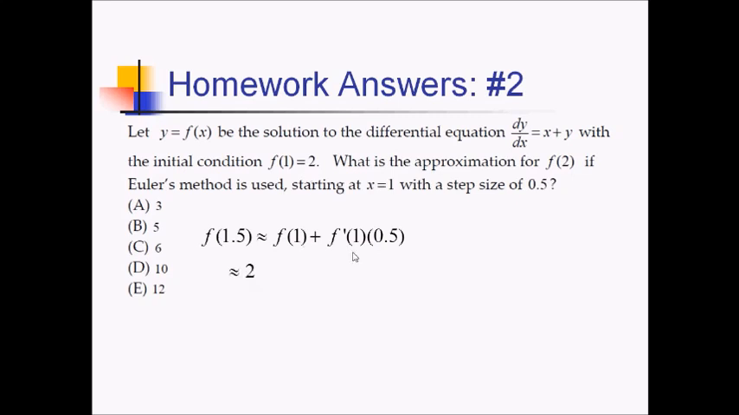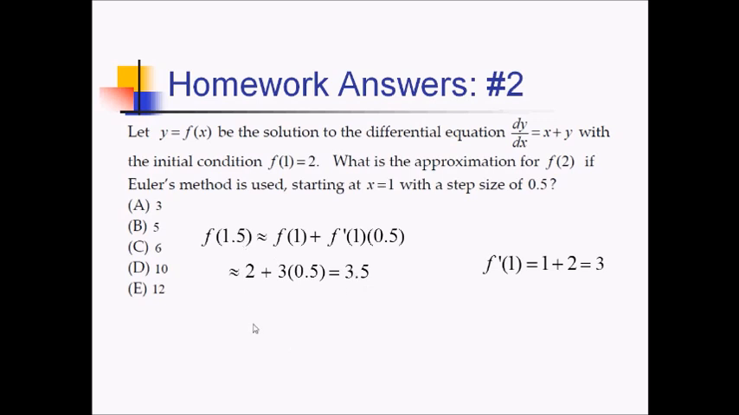And for f prime of 1, we're going to need to plug 1 into our derivative up here. But if we have an x value of 1, we also have a y value of 2. So we're actually doing 1 plus 2 if we're doing x plus y. And that comes out to our derivative at 1, that is 3. So this is going to be plus 3 times 0.5. 2 plus 1.5 comes out to 3.5. So this is the value of f of 1.5, or at least it's approximated.